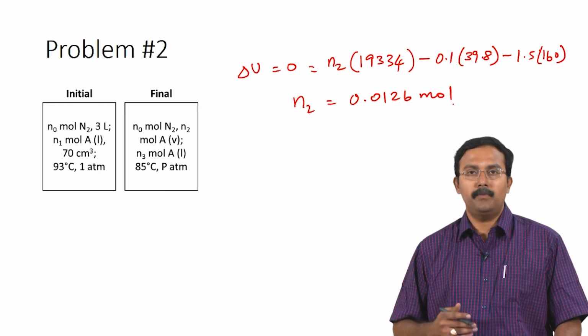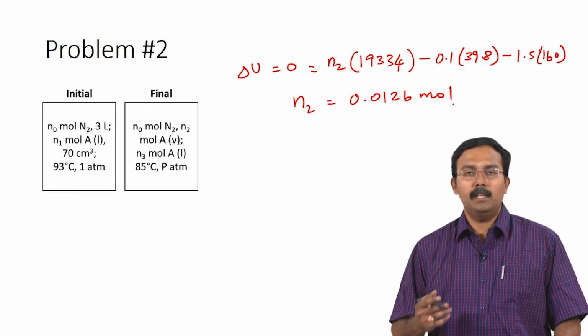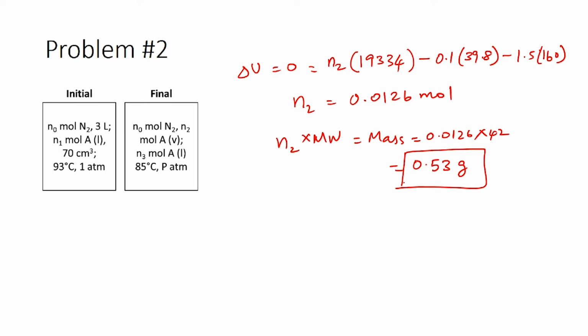So, with this we have performed the required energy and material balance calculations to find out all the components that have been asked for. This number of moles can also be converted to mass, because we have been asked to calculate the mass of liquid which has evaporated. So, N2 times the molecular weight would give you the mass, which is equal to 0.0126 times 42, giving you a value of 0.53 grams. So, 0.53 grams has actually evaporated.